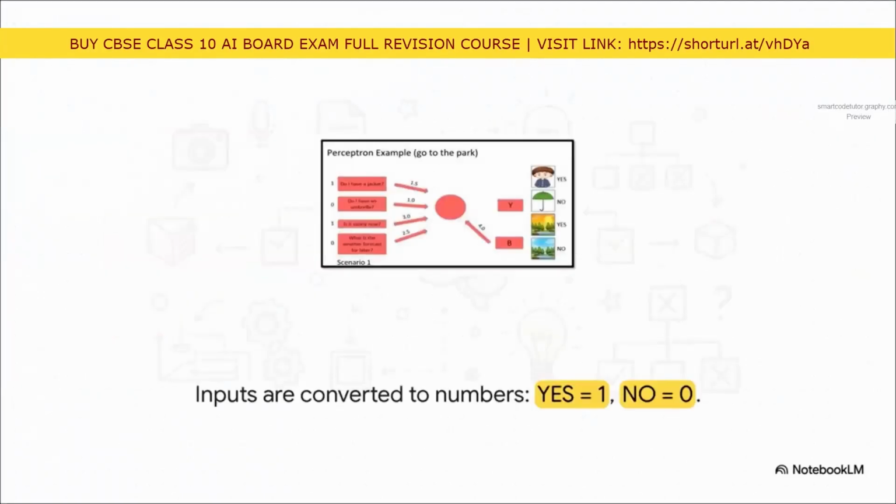All right, let's give it some data to work with. The neuron only understands numbers, so we'll turn yes into a 1 and no into a 0. So I have a jacket, that's a 1. I don't have an umbrella, that's a 0. It is sunny right now, so that's a 1. But oh, the forecast for later is bad, so that's a 0. See, we've just translated our real-world situation into a language the neuron can process.